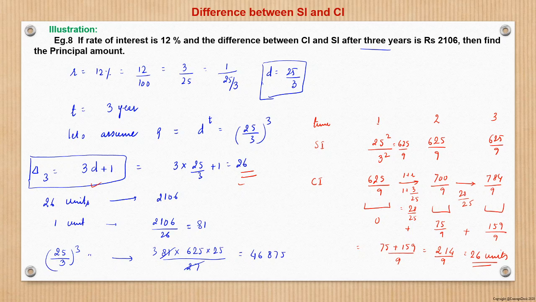So this is what we have seen, certain illustrations on the relationship between SI and CI for 2 years and 3 years cases. Further cases are not expected. Even the difference between the SI and CI for 3 years is not a very likely case, but we have discussed it here. What is most likely, which appears in many exams, is the difference between the SI and CI for 2 years. That is pretty simple and driven by the formula, which is R square into P. So hope this was clear enough. Thanks for watching this video.